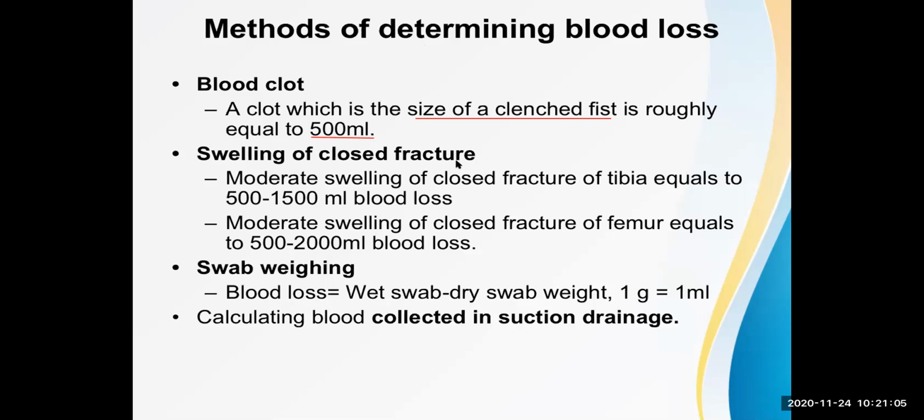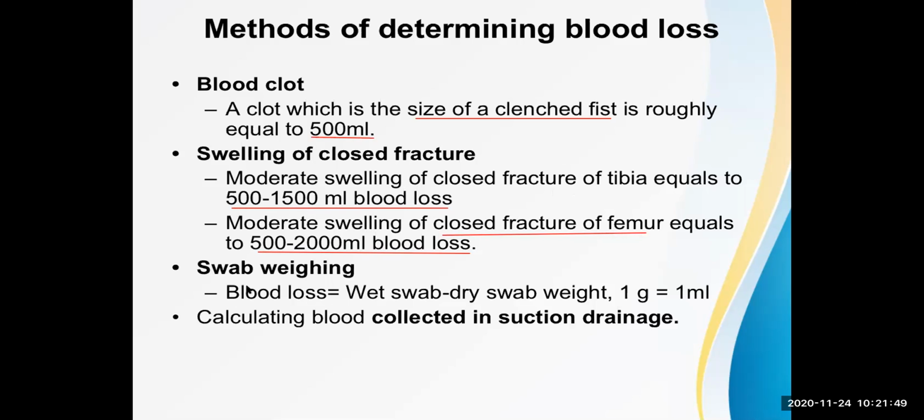Swelling of closed fracture, let's talk about it now. This is a very common manifestation after a fracture, for example, fracture femur, fracture tibia. If there is no compound or open fracture, then that blood is collected in that area. So what is the concept here? Moderate swelling of closed fracture of tibia equals 500 to 1500 ml of blood loss, whereas moderate swelling of closed fracture of the femur equals 500 to 2000 ml of blood loss. This 2000 ml is too much blood loss. Easily a patient can develop hypovolemic shock here.